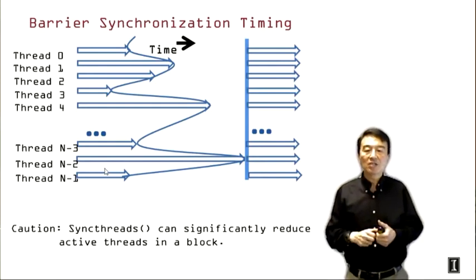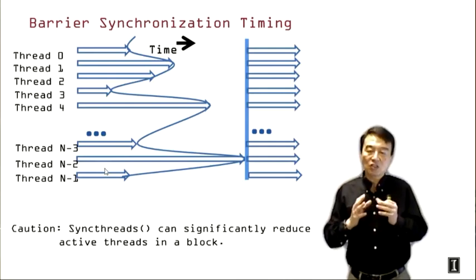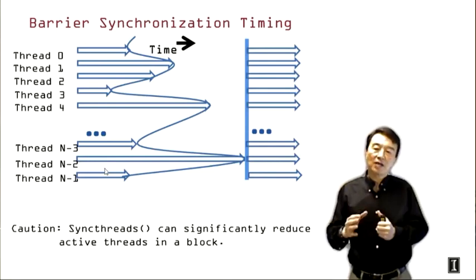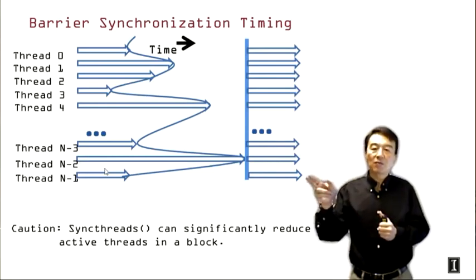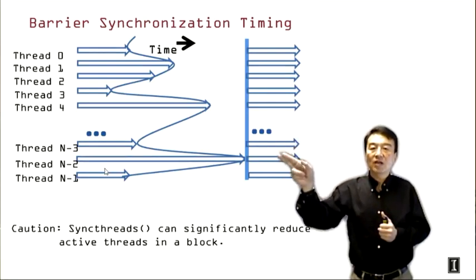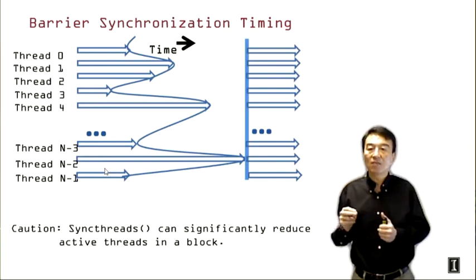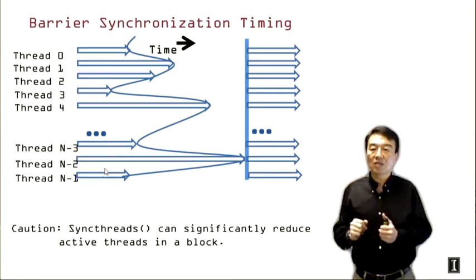And this brings up a very important caution that I would like to make. Whenever we execute a sync thread or barrier synchronization in general, all the threads in a block will be waiting for each other. So if we have a thread that takes much longer than others, we can have a situation where most of the threads in a block are not doing anything. They're waiting on the barrier. So we can actually significantly reduce the number of active threads in a block when we execute the barrier synchronization.